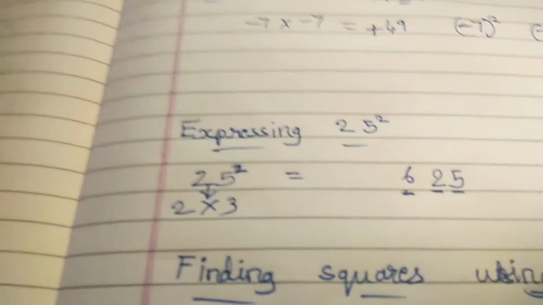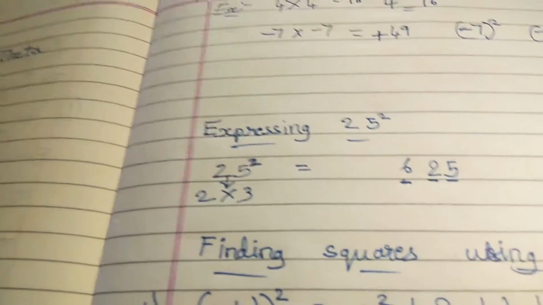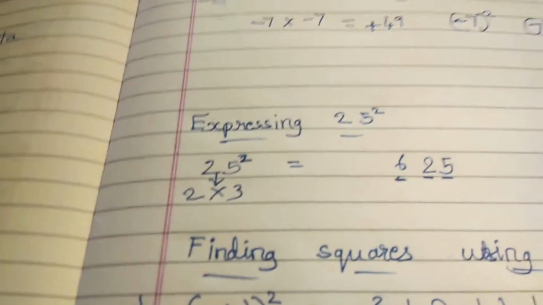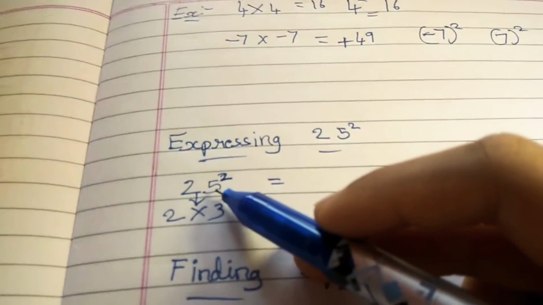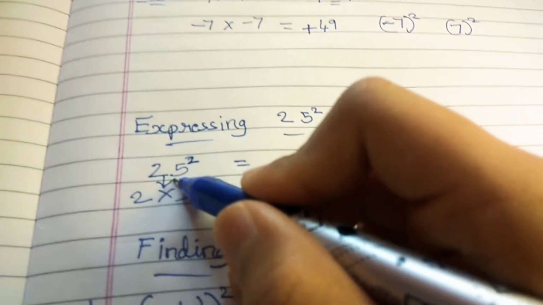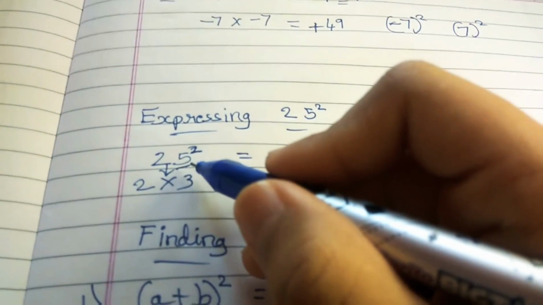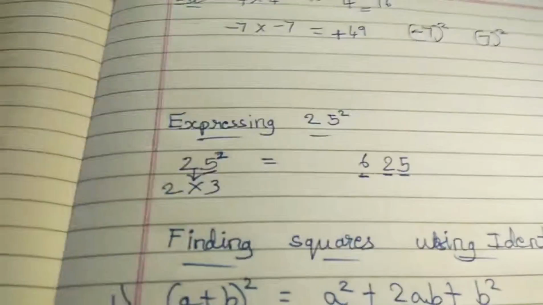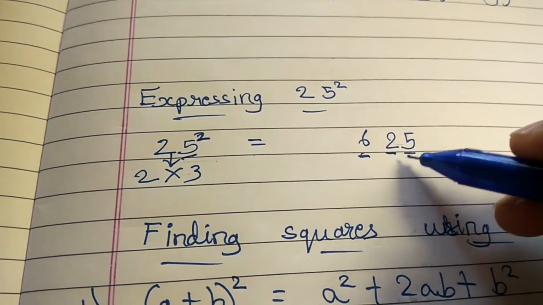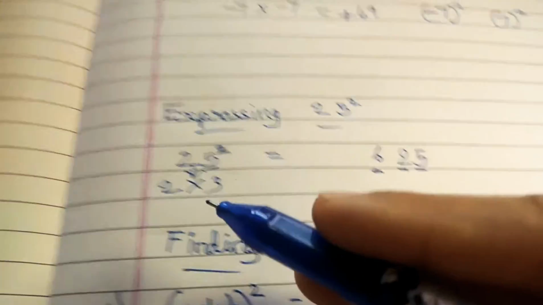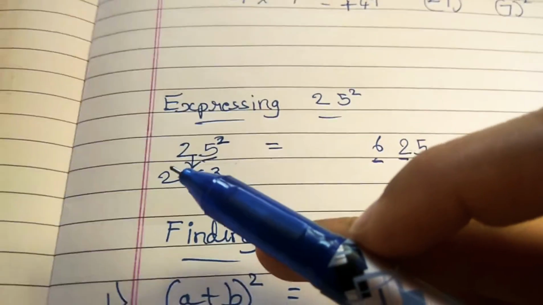This pattern is only valid for numbers ending with 5, right? So what you should do is, for 25 square, take the units place only, 5, and make the square of 5. So 5 square is 25, right? 5 square is 25.